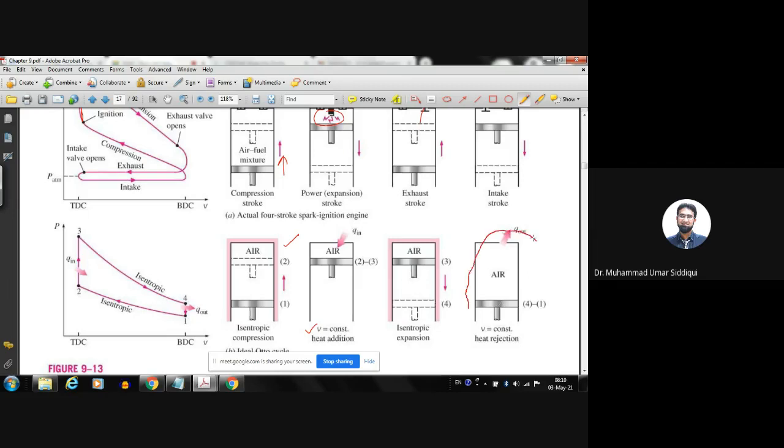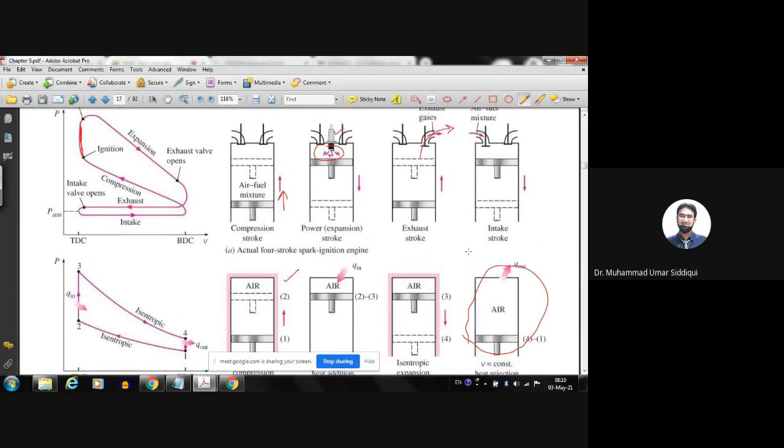Now this constant volume heat rejection, which is there in the simplified version, in reality we are going to have another stroke here, and that is the exhaust and the intake stroke. Because when we say Q going out of the cylinder, what we mean is that all the exhaust gases are going to go out, and the new air fuel mixture is going to come in. So it needs another stroke to take place. So that's why this is the real cycle.